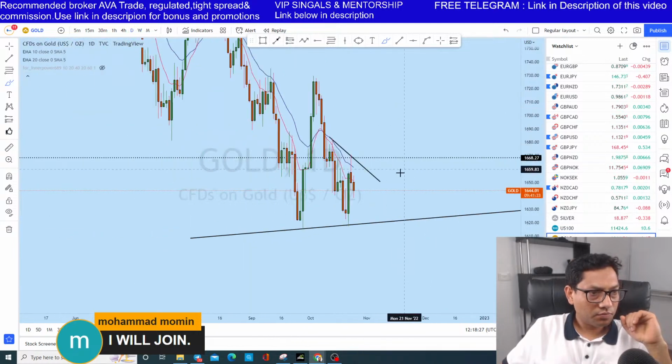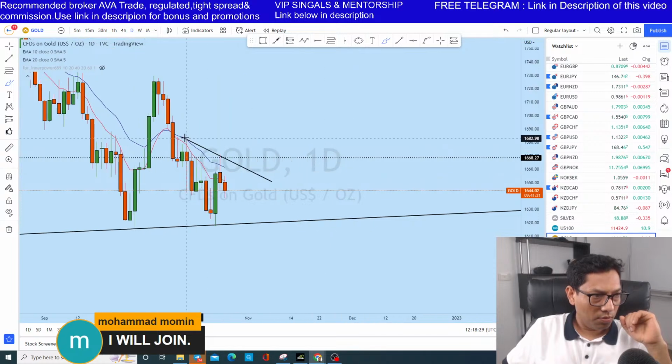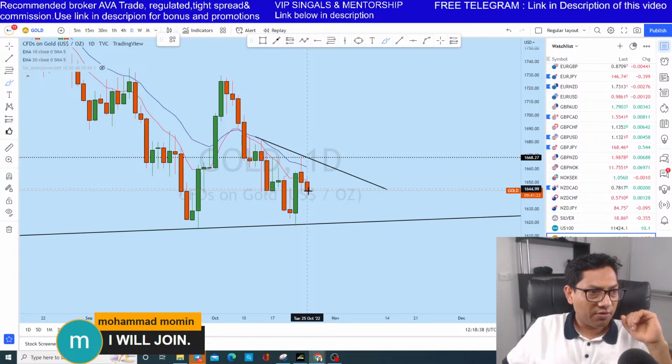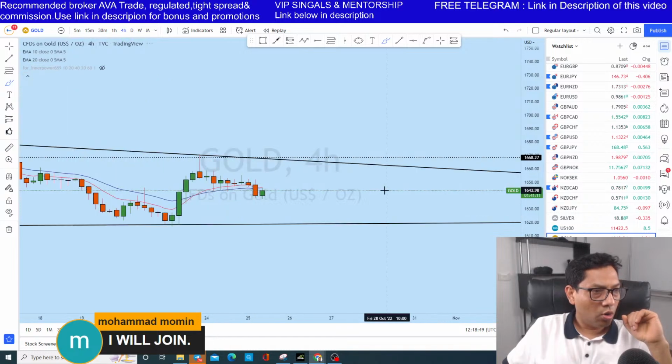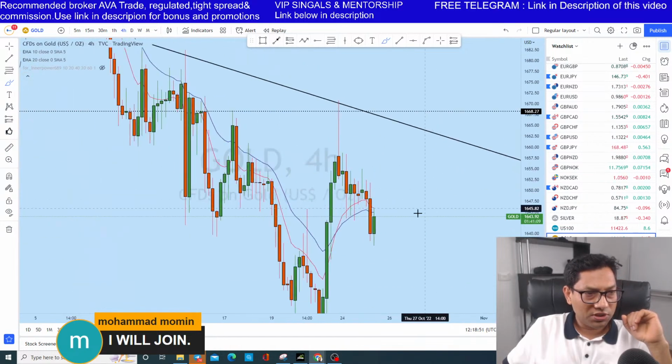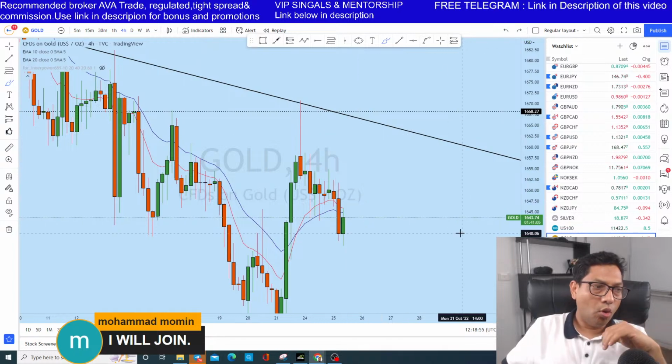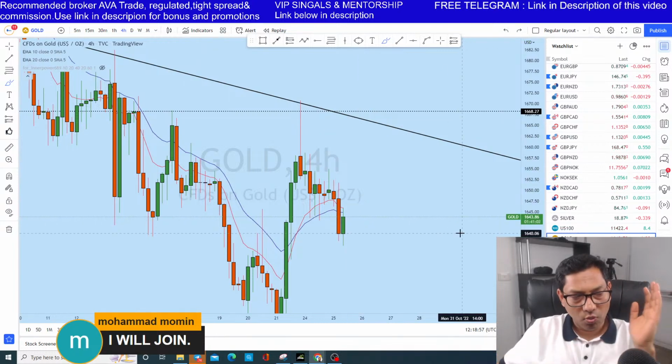I think that gold will maintain this daily trend line, this daily resistance, and from that resistance probably create a lower high, or it could even just test the daily 20 period moving average and then we'll have another rejection. So on the lower time frame we could see some sideways movement.